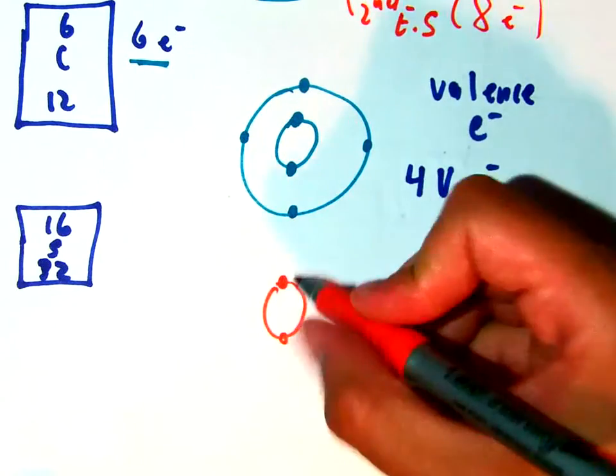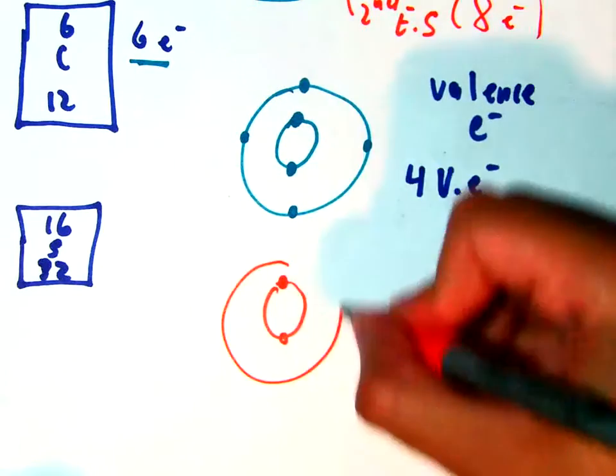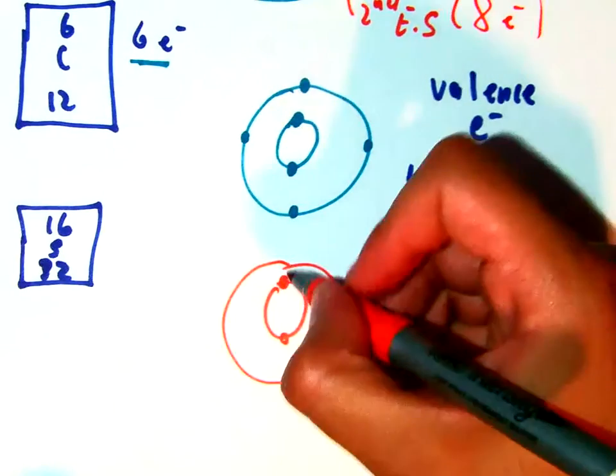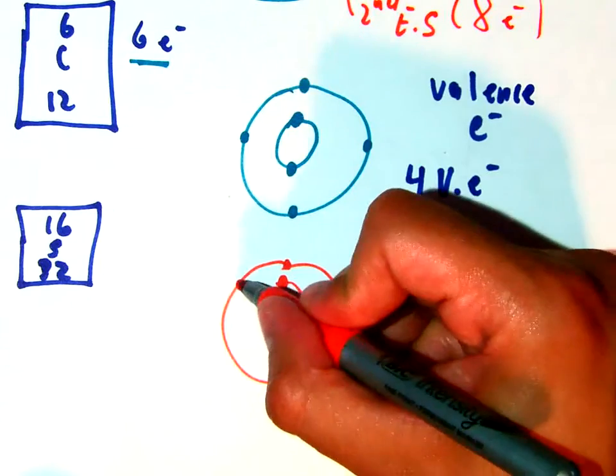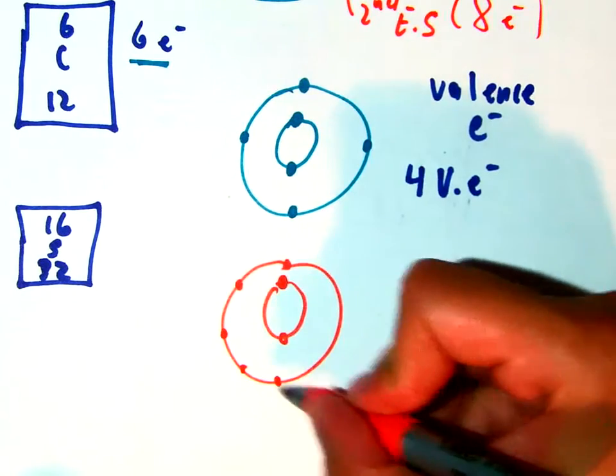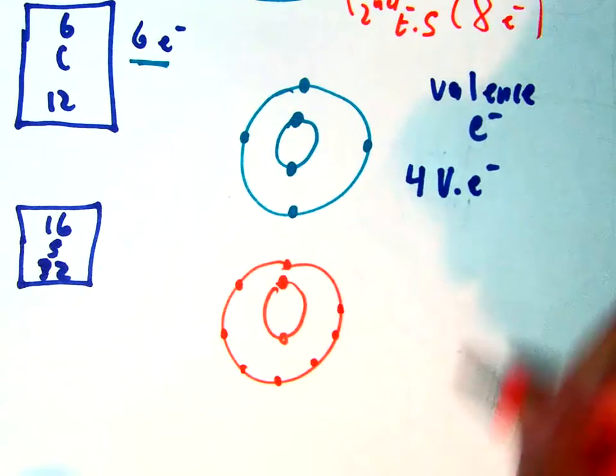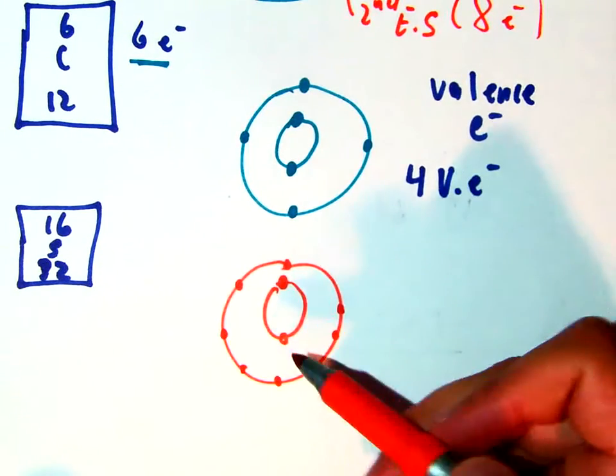1, 2, that's full. Draw my second one. I can hold up to 8 on the second one and everything after that, right? So 1, 2, 3, 4, 5, 6, 7, 8. I have 8 here, 2 here. That gives me a total of 10.